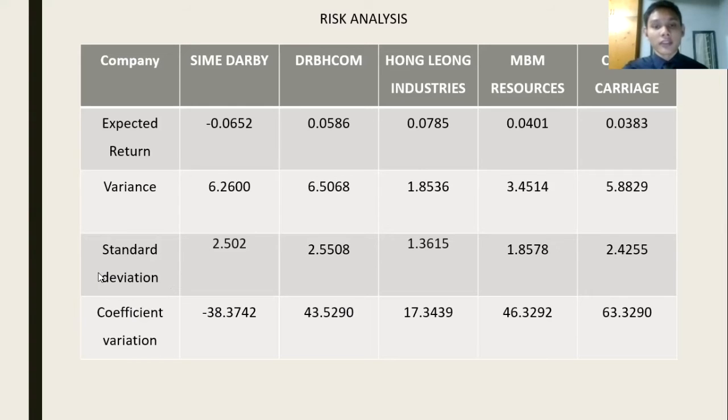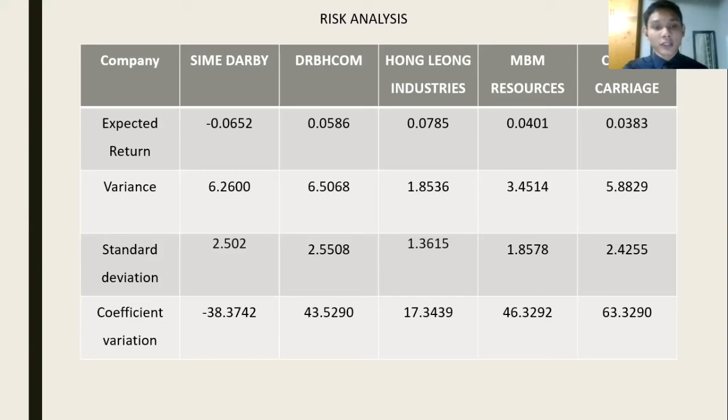The greater the variance in expected return rates, the greater the dispersion of expected returns, and the greater the uncertainty or the risk of the investment. From the table, DRP HICOM recorded the highest variance and standard deviation with 6.5068 and 2.5508 respectively, while Hong Leong Industries recorded the lowest variance and standard deviation with 1.8536 and 1.3615 respectively.